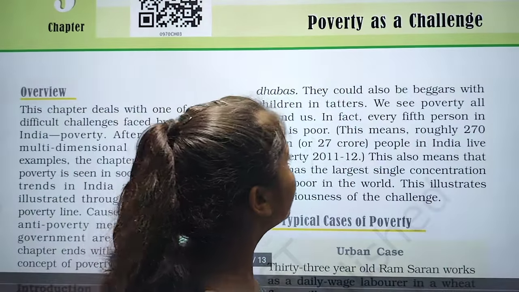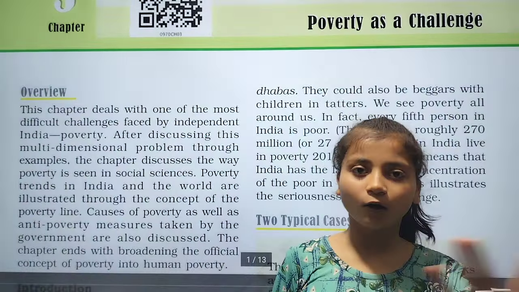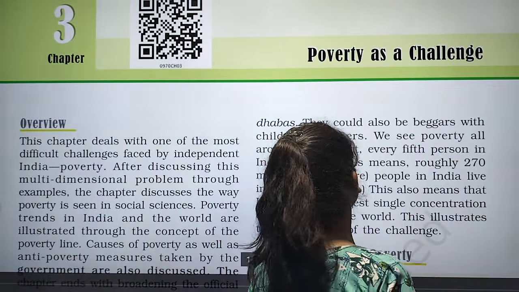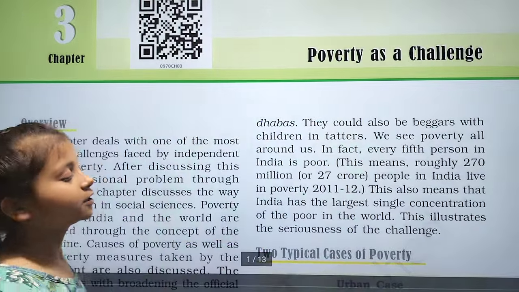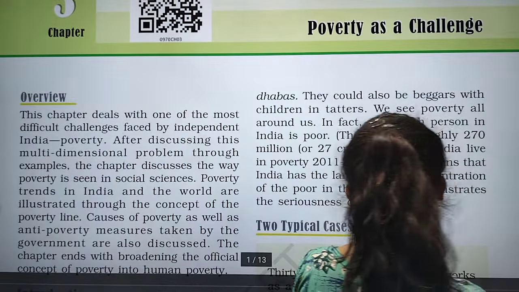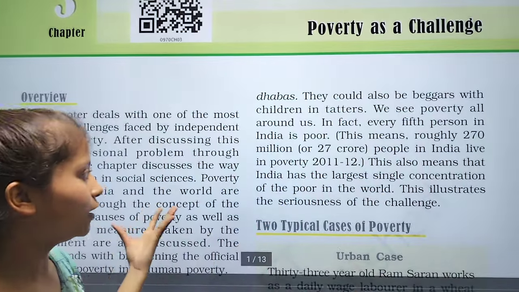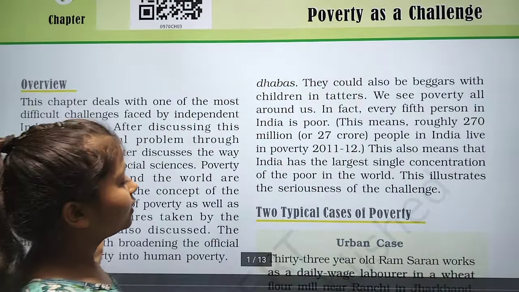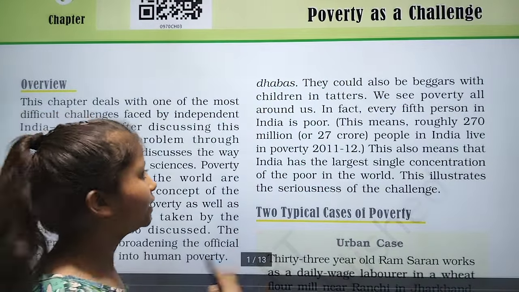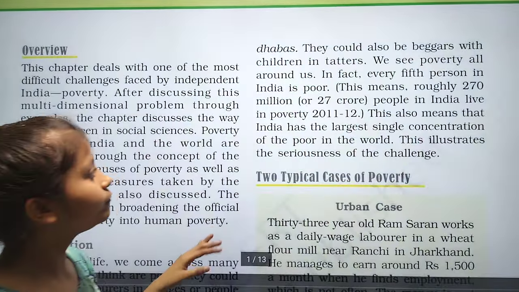Now we see poverty all around us. In fact every fifth person in India is poor. This means roughly 270 million, or 27 crore, people in India live in poverty. The record given is from the year 2011 to 12.